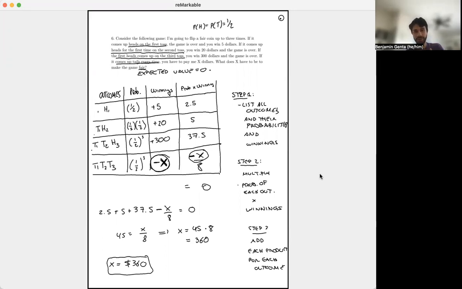Before we end, I just want to say one thing about Dutch books. This is a fair game. But even if you would only pay me, let's say 300 here, so let's say that X is actually 300, then the game is not fair. I would actually be at a disadvantage. The game is advantageous for you. But that doesn't mean I'm susceptible to a Dutch book, because I can still win. If it lands tails 3 times, I do win something.